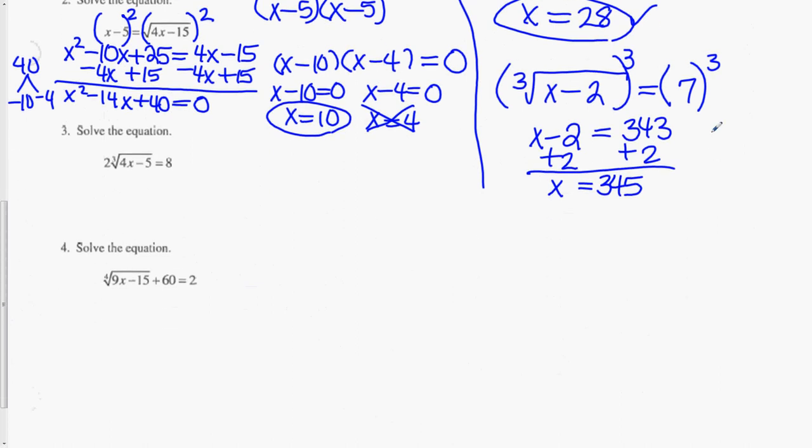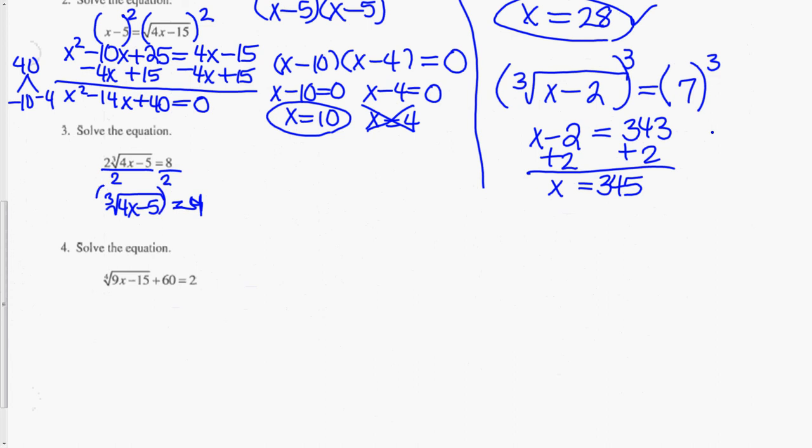Okay, on this next one, I have a cube root. So the first thing I notice is that the cube root is not isolated. There's a 2 in front of it. So I'm going to divide both sides by 2 first. So I'm going to have cube root of 4x minus 5 equals 4.